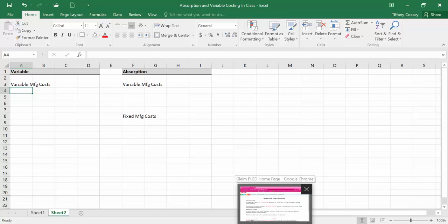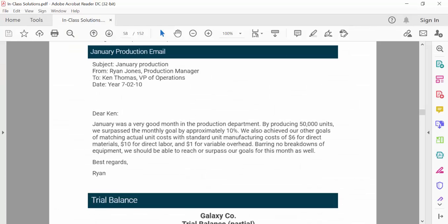So if we take a look at the problem, we have an email here, and it says, January was a very good month in the production department. By producing 50,000 units, we surpassed the monthly goal by approximately 10%. We also achieved our other goals of matching actual unit cost with the standard unit manufacturing cost of $6 for direct materials and $1 for variable overhead. Barring no breakdowns of equipment, we should be able to reach or surpass our goals for this month as well.